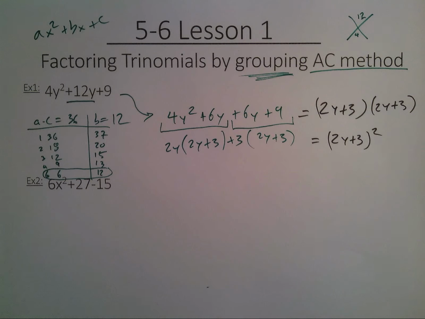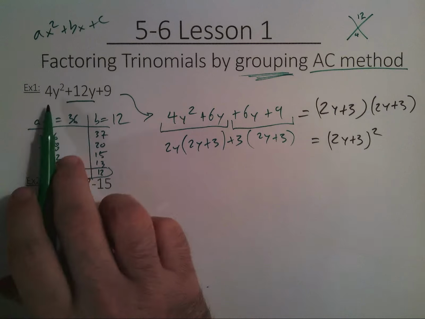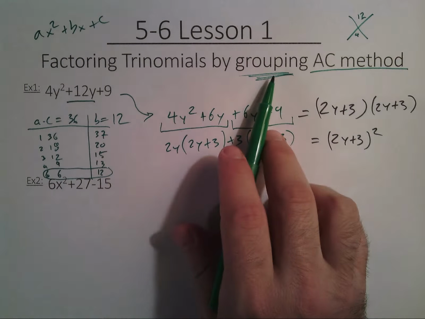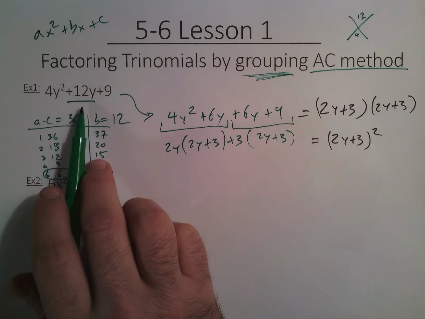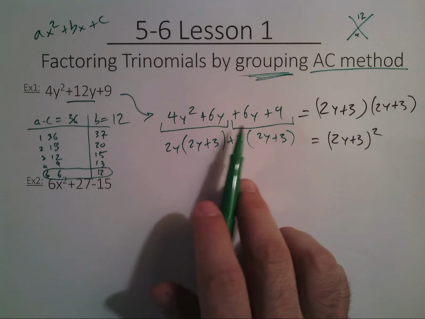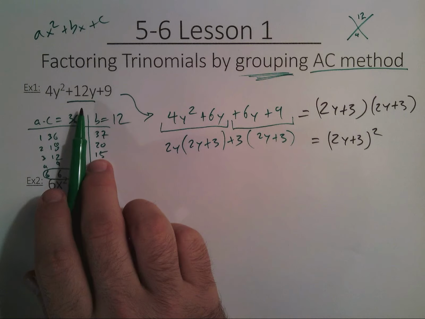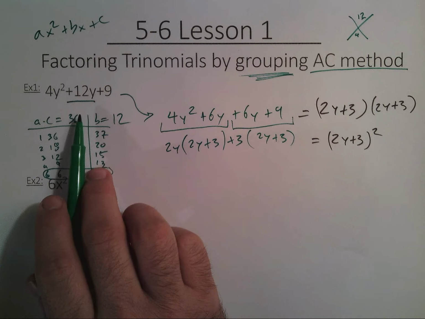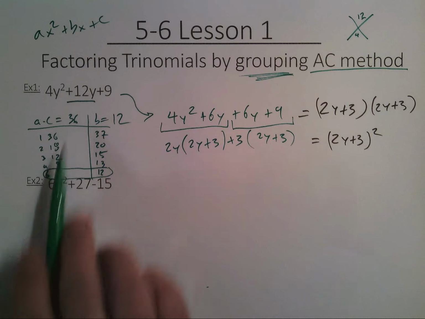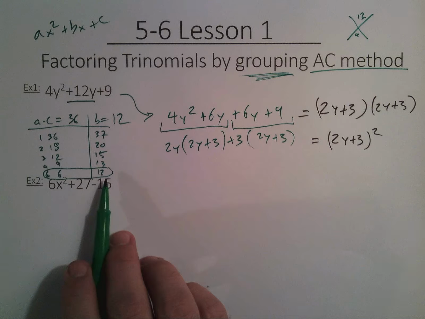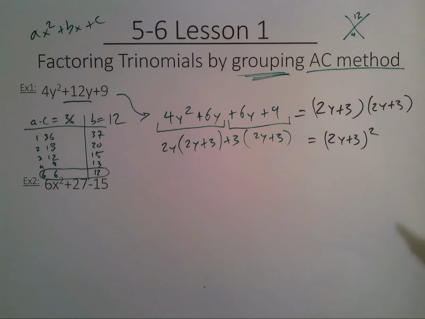Now it turns out that this one was a perfect square, and we'll learn shortcuts for recognizing that later. But what I wanted to get out of it was, we have 3 pieces. We want to use grouping, so I need 4 pieces, and I break up the middle. 12 becomes 6 plus 6. Now, there's an infinite number of ways to break up 12. Like I said, it could have been 11 and 1, 3 and 9, or 2 and 10. But we need the one that matches a times c and adds to be 12. It's the same thing you would have done with the x method.